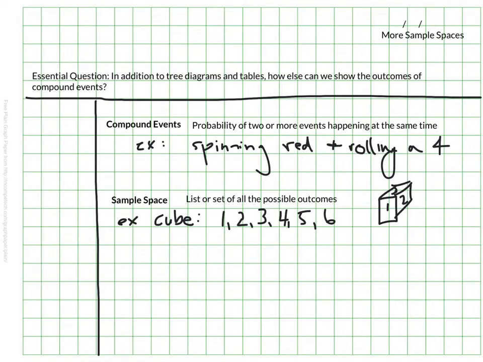However, when we want to find the sample space of compound events, we need to have some sort of strategy, and we've looked at a couple already. So far, we've looked at tree diagrams. We've also talked about making a table. In addition, we can also use something that looks like a matrix.